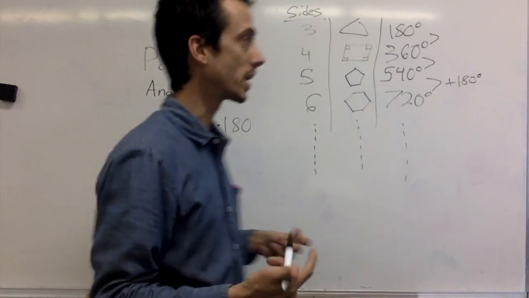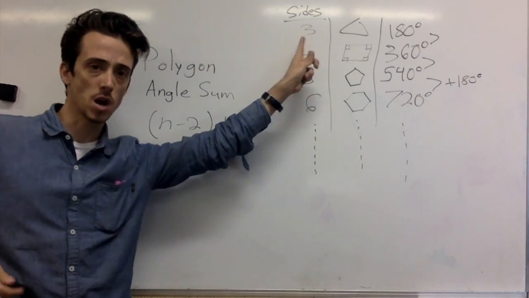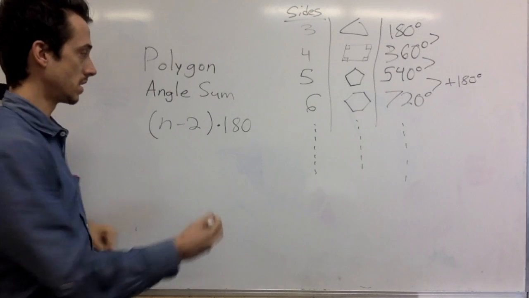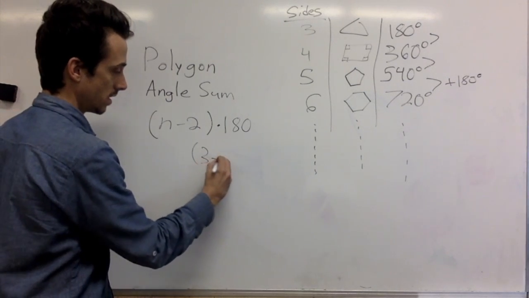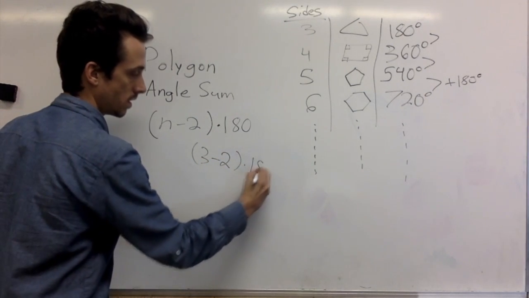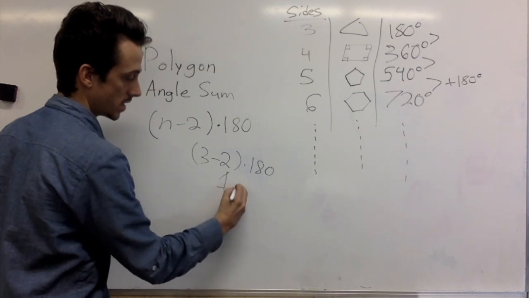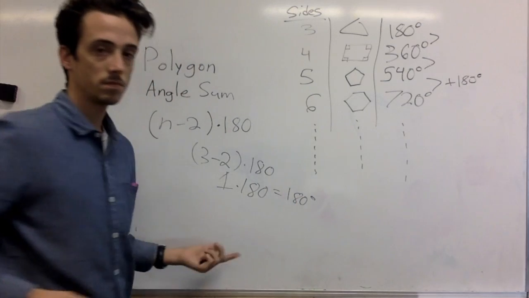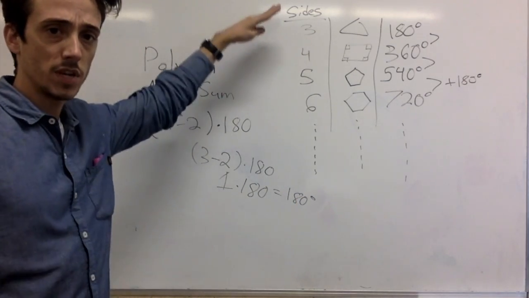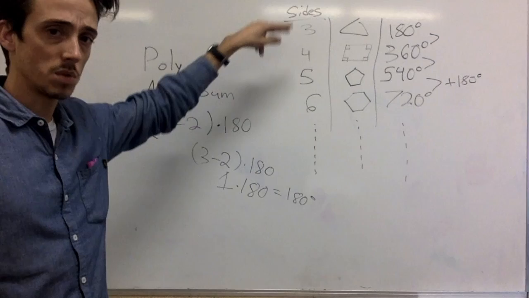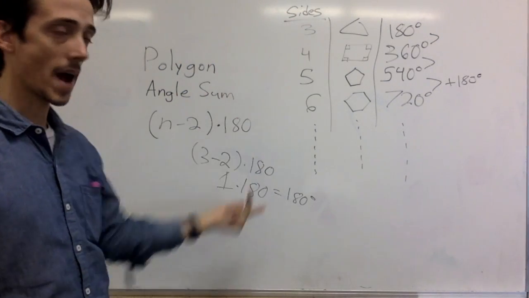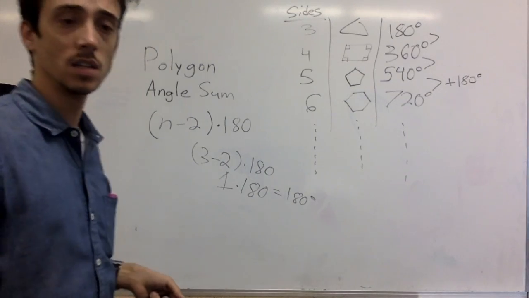Let's try this out real quick. We saw that the triangle has 180 degrees, and it has 3 sides. So if we plugged in 3, 1 times 180 equals 180. That makes sense. So for every side that we keep adding, and we start with 3, we keep on adding 180 degrees. Notice that. Try it out if you're not convinced.